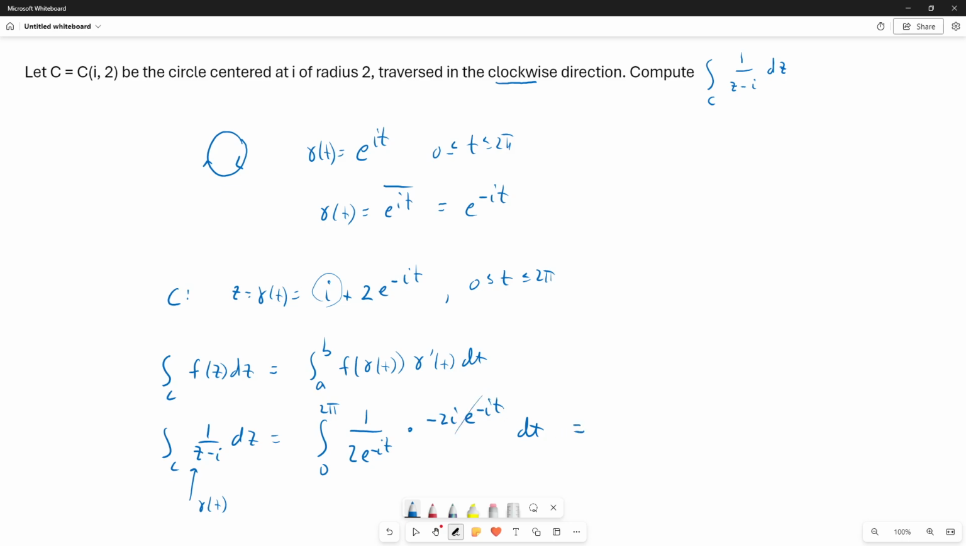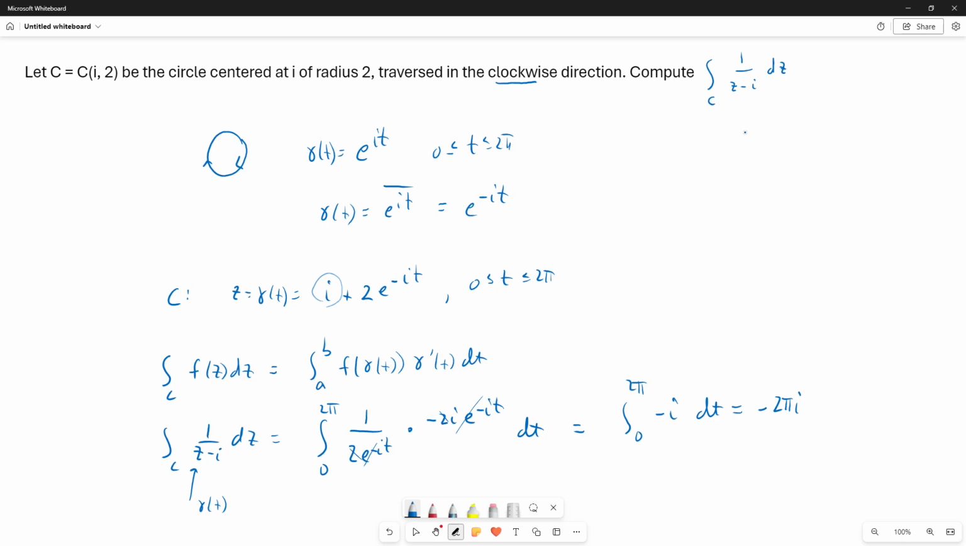And now the exponentials cancel out, as do the 2's, and we're left with the integral from 0 to 2 pi of minus i dt. So this is minus 2 pi i. The second way of solving this problem would be to go in the counterclockwise direction and then multiply the answer by negative 1. Because when you reverse the direction, that will multiply the integral by negative 1.